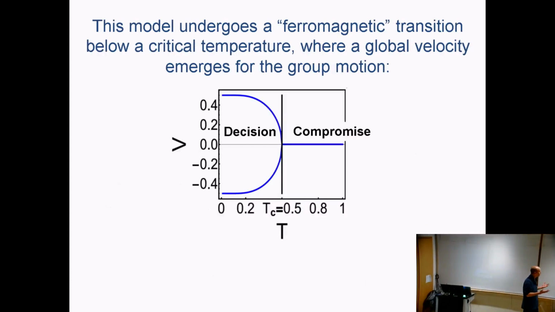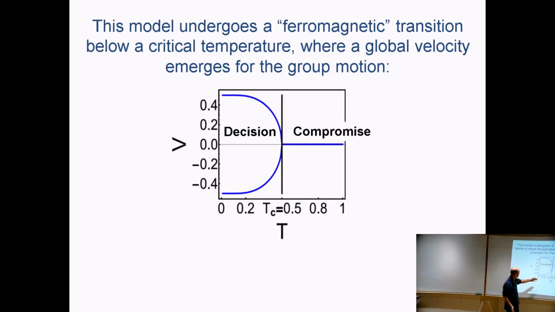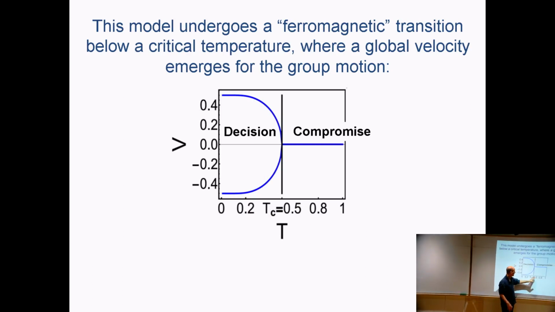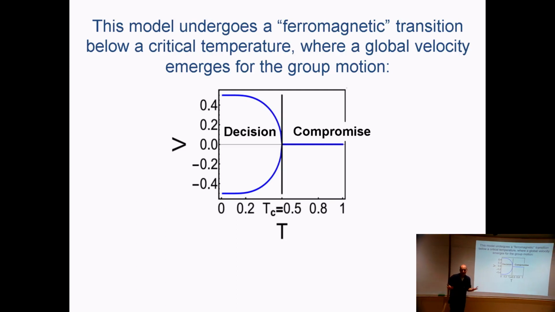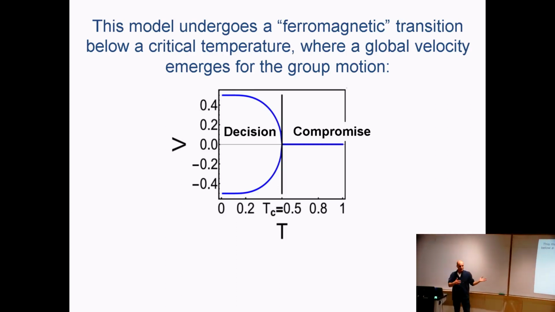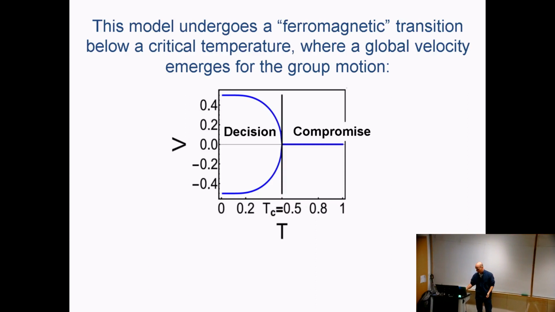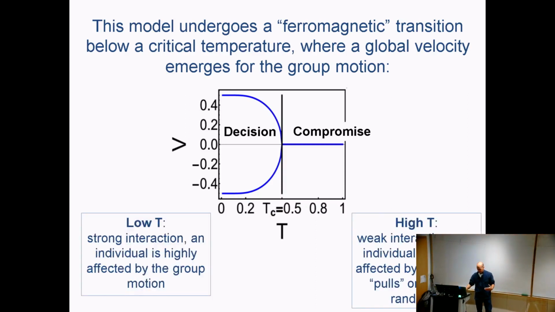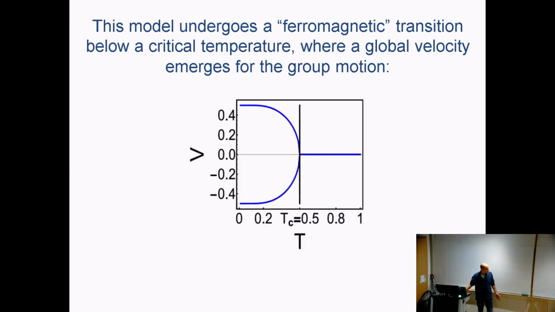You can actually solve this Hamiltonian by mean field solution, and you get that there is a critical temperature above which the system is disordered, and it means that it is in the compromise regime. There's no decision, and there's a low temperature regime where there is a decision, either to go to the top or the bottom. Of course, if everything is symmetric, then the solutions will be symmetric, but you can have some bias towards one solution or the other. I'll get to that in a second. So there's a high temperature disordered phase and a low temperature ordered phase.